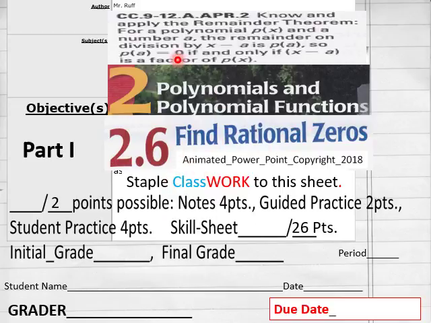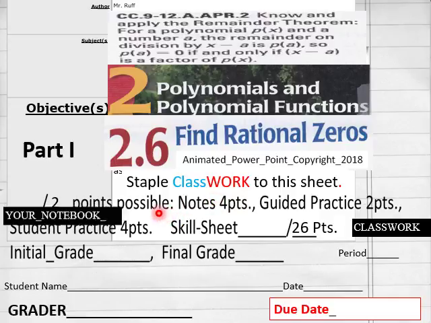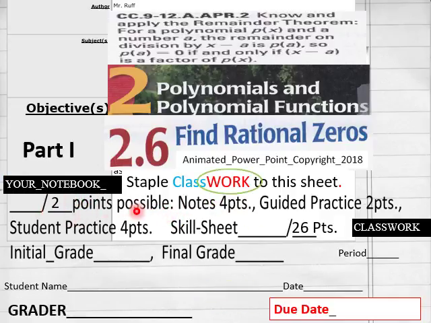2.6, finding rational zeros. Here's our standard here. Chapter 2, polynomials and polynomial functions. We have a skill check at the end of part 1 worth 26 points. Email me for that. And we have a note-taking guide here that has only 2 points available.